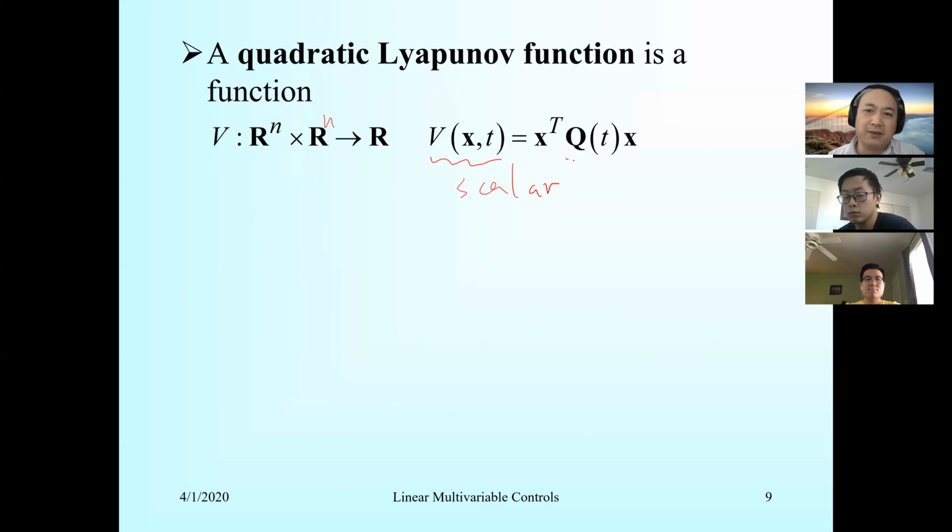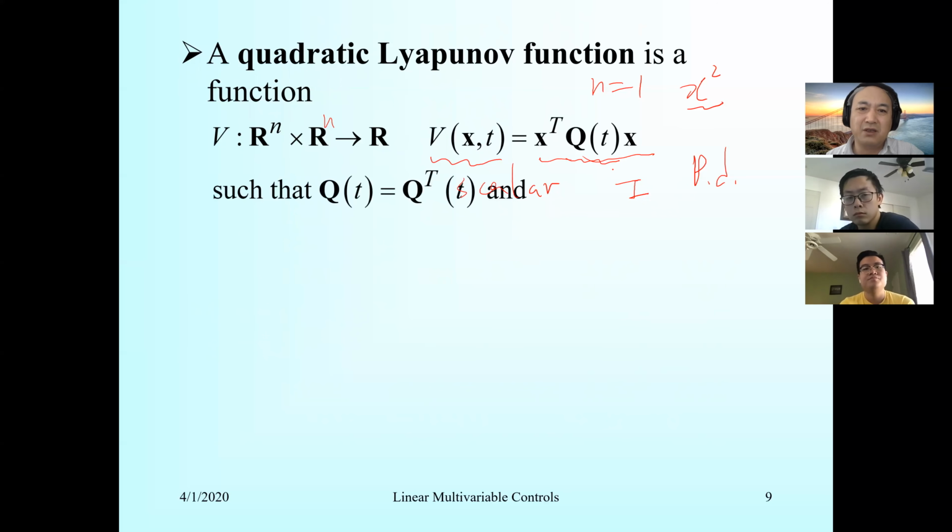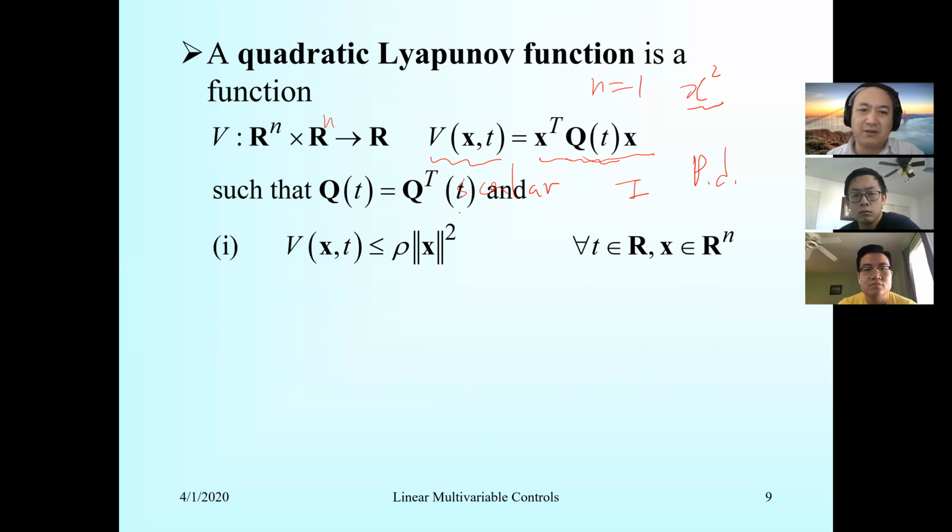So this is for the generalization, meaning the worst case is I. When n is 1, then this is x squared. As I said, x squared is linked to the energy. So this quadratic form is a vector form of a square with a weight of Q, and Q is positive definite, PD. Then this quadratic term will always be greater than 0. So we also put Q is symmetric and positive definite.